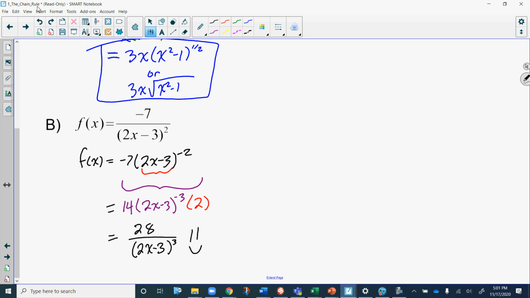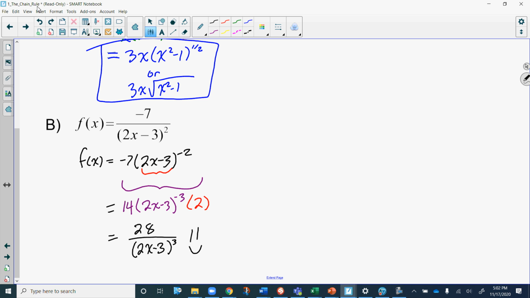All right, so how did you do? I wound up with my final derivative of example B to be 28 divided by (2x minus 3) quantity cubed in the denominator. The first thing I did is I moved the expression from the denominator to the numerator so I could use the power rule. The power rule on the whole thing, the -2 exponent and the -7, gave me a product of a positive 14. And when I subtracted the exponent, we wound up with the quantity to the -3rd power.